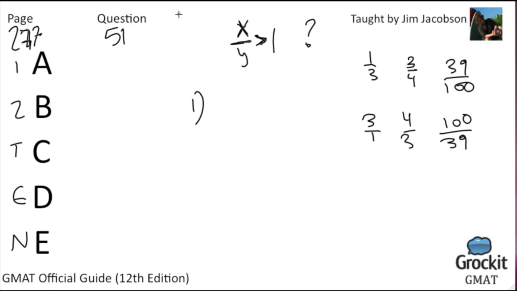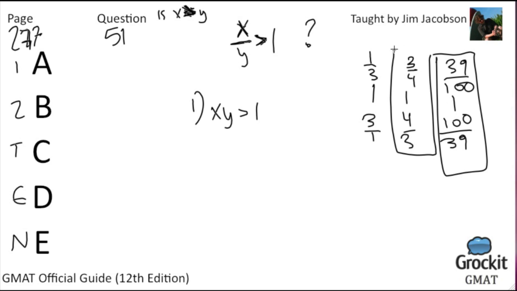So this question is also asking us, what is the relationship between x and y? Is x greater than y? If it is, the fraction is greater than 1. Okay, so statement number 1 tells us that x times y is greater than 1. Well, you can see from all of these fractions that I have here, the numerator times the denominator is greater than 1 in every single case, but in every single case, it does depend which one is x and which one is y to determine whether x over y is greater than 1. I probably shouldn't have done that in that color. No. There we go.